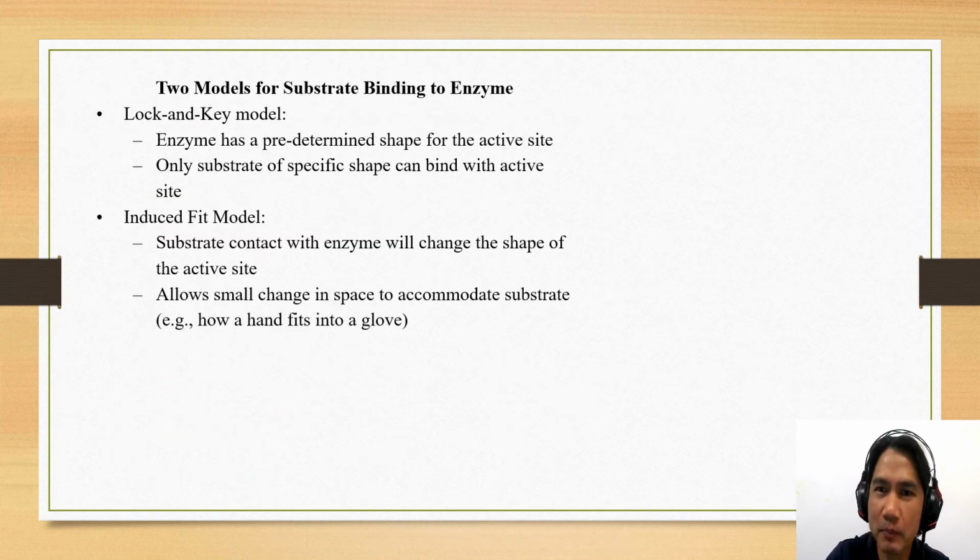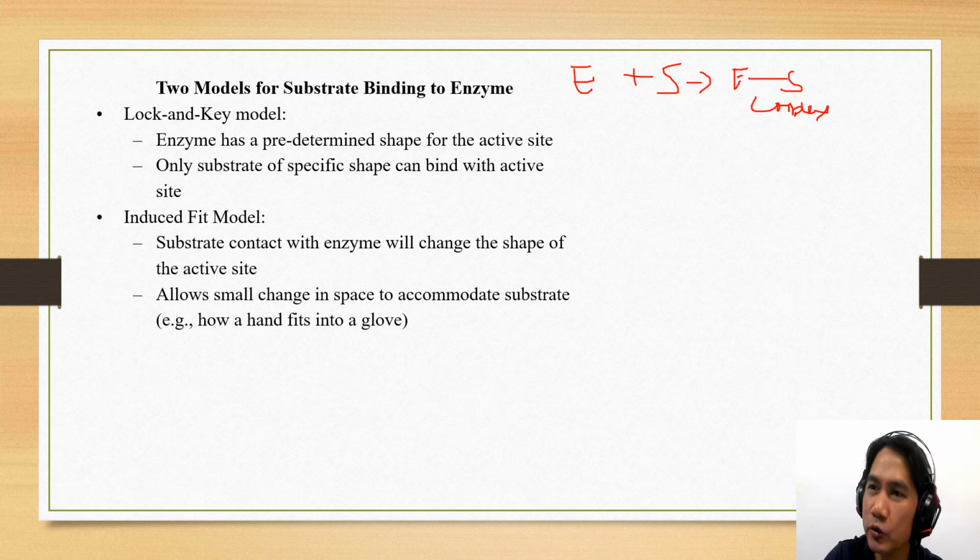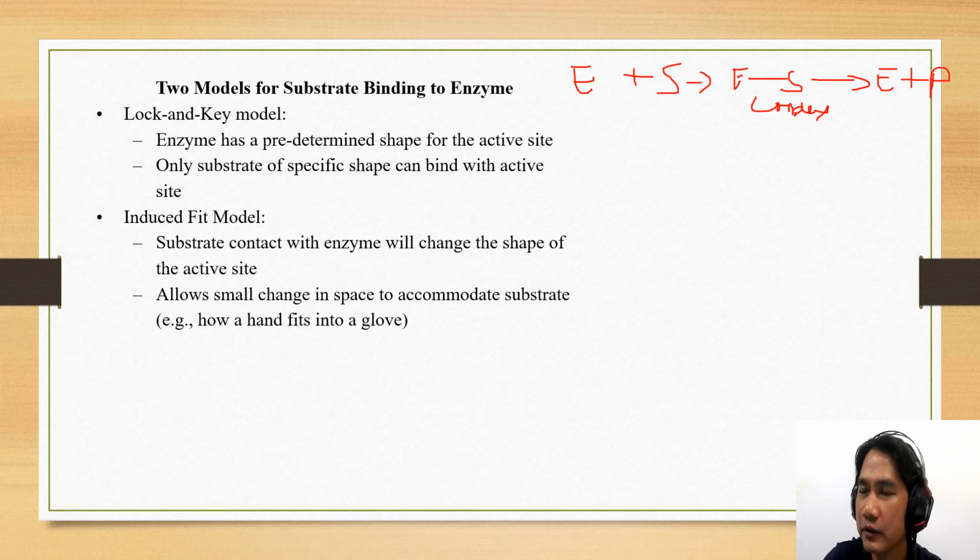To understand more fully the action of enzymes, let's see these two models for substrate binding. As I said earlier, when a substrate binds to the enzyme, the intermediate product is called the enzyme substrate complex. This complex illustrates that the substrate is beginning to be converted into a product. So after this ES complex, we will now have E plus P. That means the product now detaches from the enzyme.